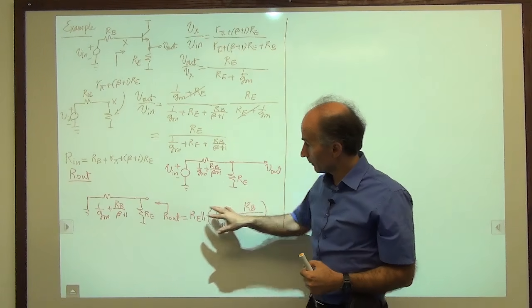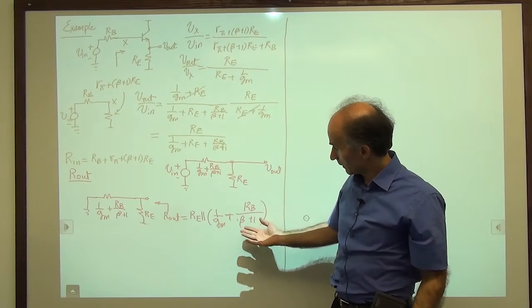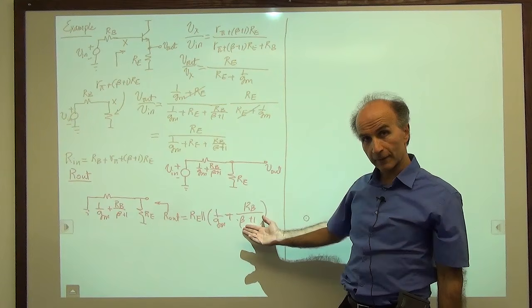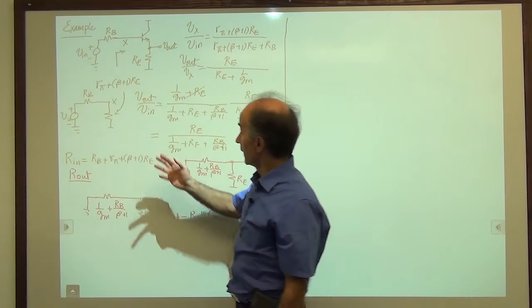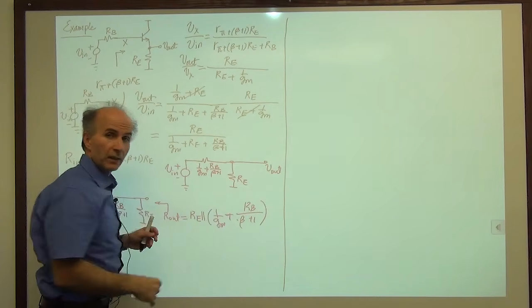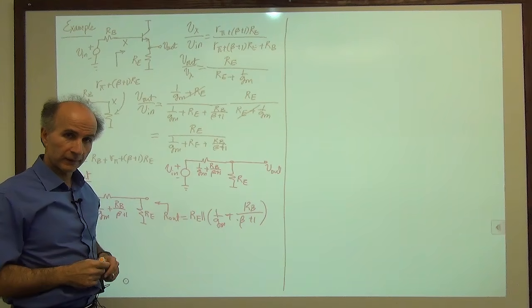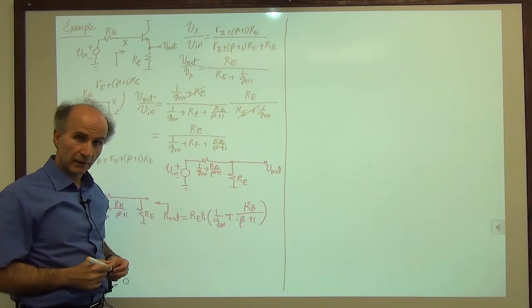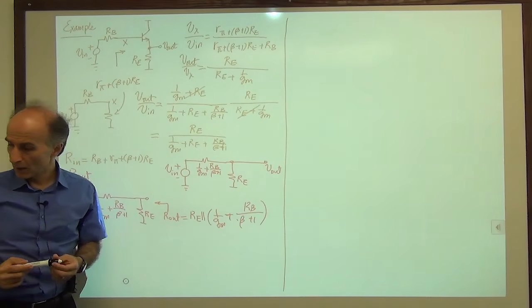So again, I like this approach because it readily shows what's going on in the circuit. Otherwise, if I draw the small signal model and do the calculations, I end up with some big expression and I have no idea what is what. So that's the output resistance of that circuit.